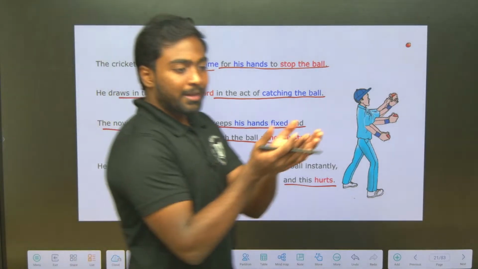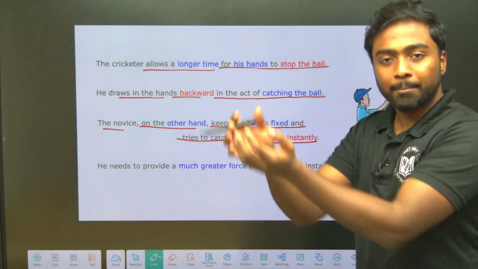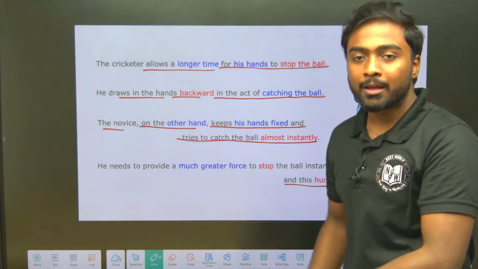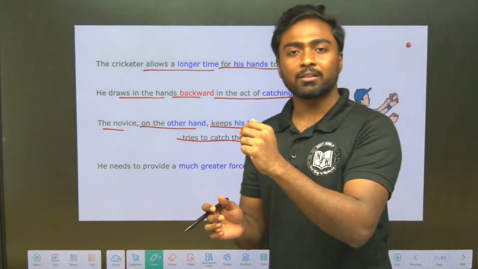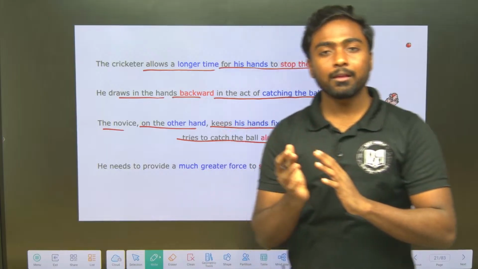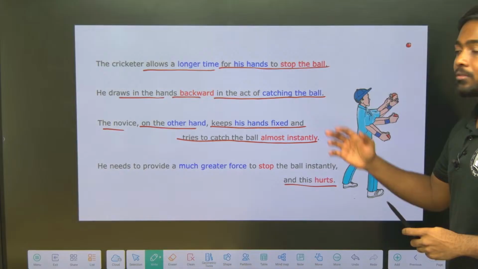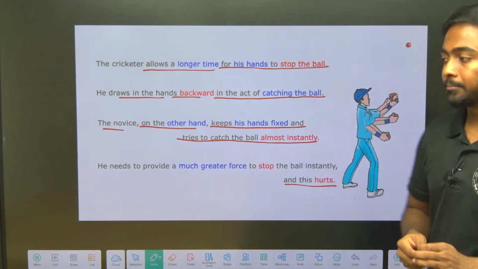If I take a long time to stop the ball, taking my hand backward as the ball comes, the ball also comes with me and I can catch it easily with no hurt. But if the ball is coming with high speed and I catch it simply like this, I get hurt in the hands. This is where we can use momentum in day-to-day life applications.